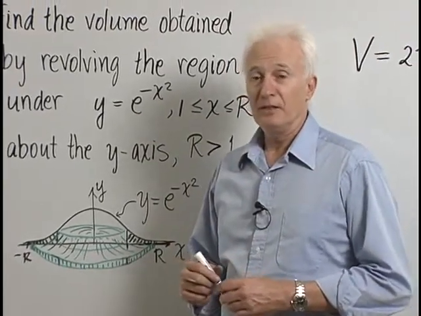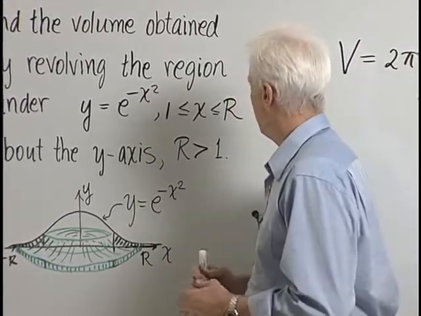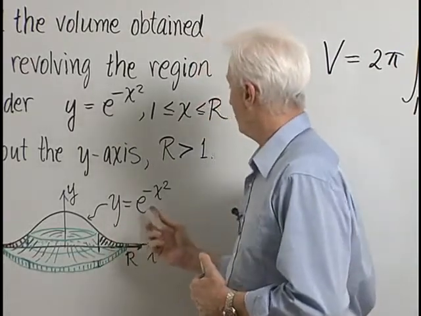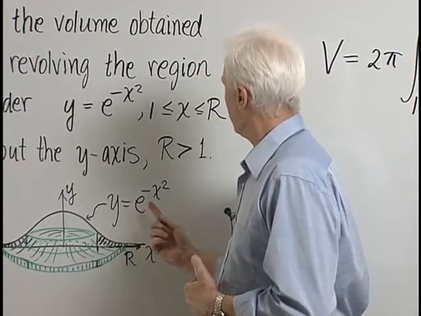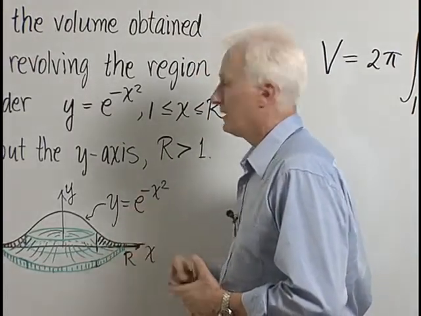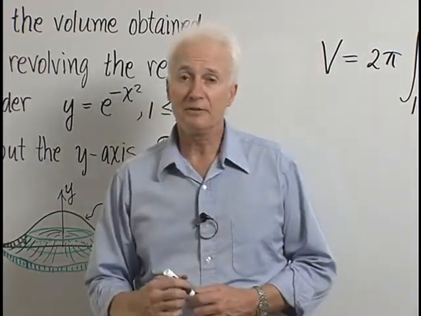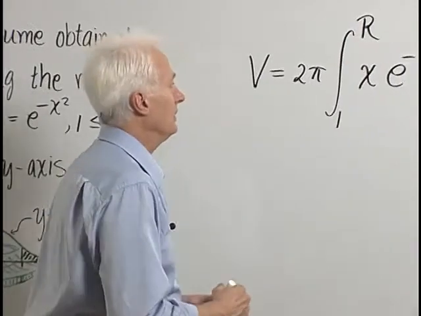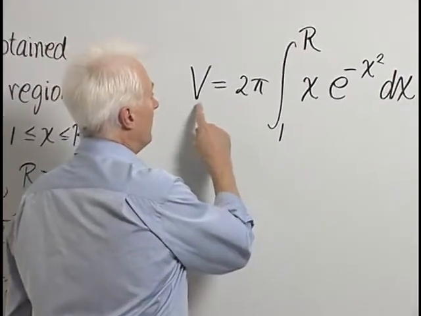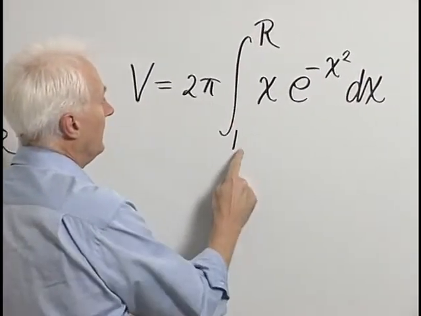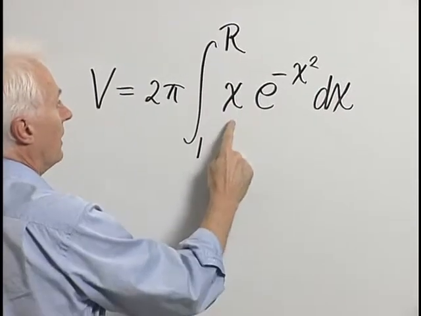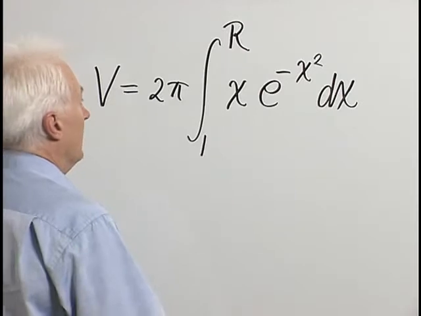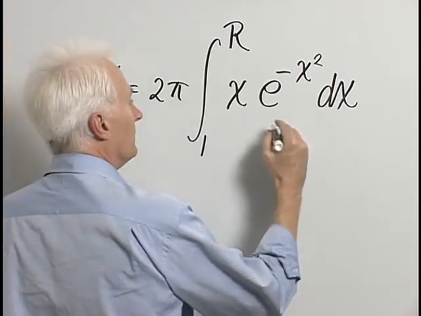There's nothing that we can do to anti-differentiate that in what's called closed form. It doesn't have a formula for its antiderivative. But as soon as I get that factor of x in front that the shell method gives me, that'll allow me to reduce this integral by substitution. So the volume by the shell method is 2 pi integral 1 to capital R of x e to the negative x squared dx. And so we simply do a substitution.